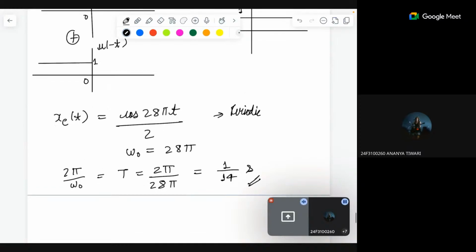So Ananya, yours? I have got the same. I multiplied that cos signal with that also. Yeah, so the magnitude will actually vary with time. It is not a constant magnitude, and the magnitude will be cos(28 pi t) divided by 2, and the time period is 1 by 14 seconds. Okay. Yes, ma'am.